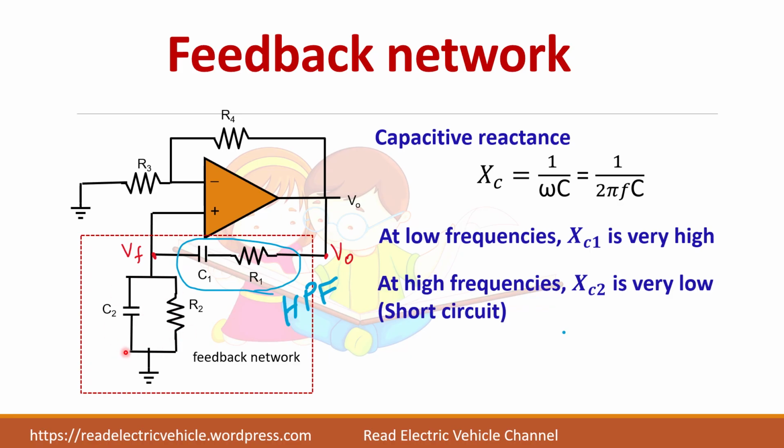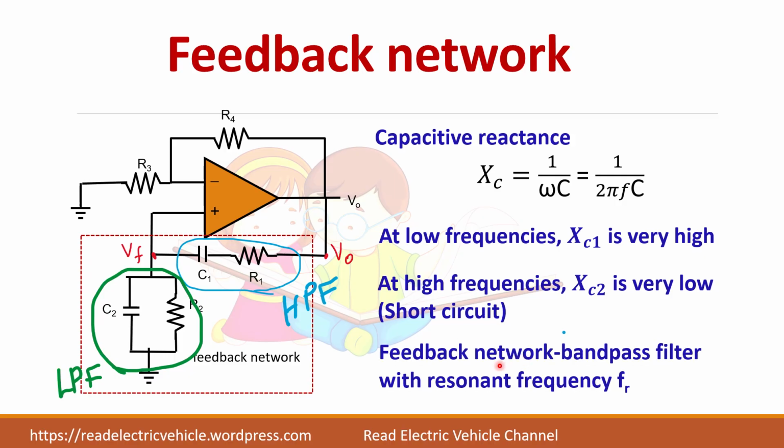Similarly, if you see here, at high frequencies, this Xc2 is very low. Basically, it acts as a short circuit. So this is a low pass filter. So this combination, high pass filter and low pass filter, in between there will be a frequency where it will act as a band pass filter with a resonant frequency Fr. So at that resonant frequency, the output will be maximum.